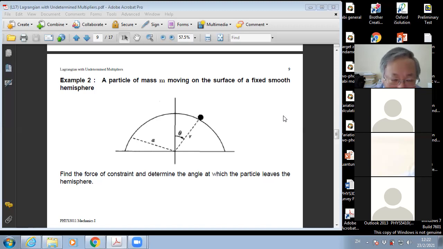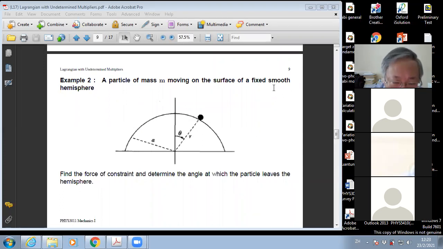Say, first of all, write down the coordinates of the particle, as in example 1 and example 2, and then determine the kinetic energy and potential energy. Making use of the kinetic energy and potential energy, we can find the Lagrangian function, and then we put in the constraint conditions. Then we can apply the standard method to derive the Euler-Lagrange equation of motion, right?